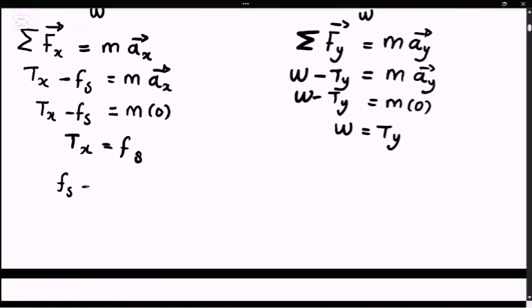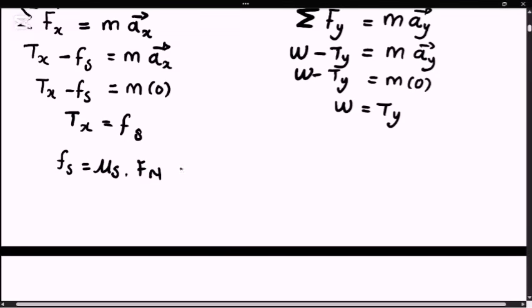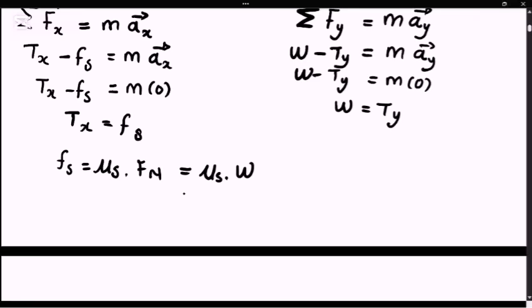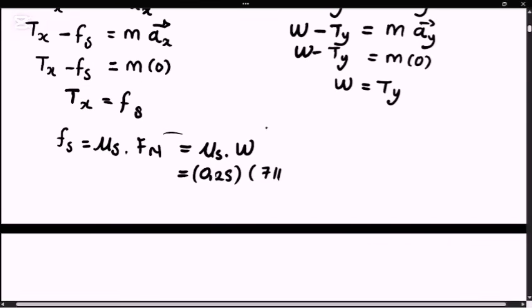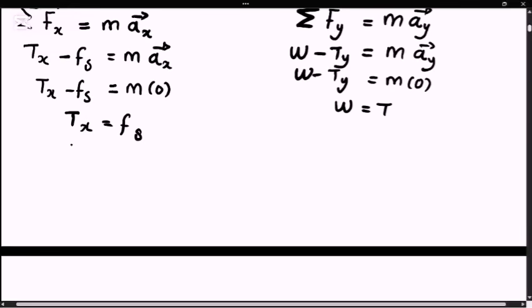But you also know that the static friction is given by the coefficient of static friction multiplied by the normal force, where in this situation, for object B, the normal force is equal to the weight, which is your mg. Then you substitute the coefficient of static friction and your weight, which will give you 177.75 newtons, which is the value of static friction. Remembering that static friction is equal to your tension along the x-axis, now it will make your tension along the x-axis equal to that 177.75 newtons.